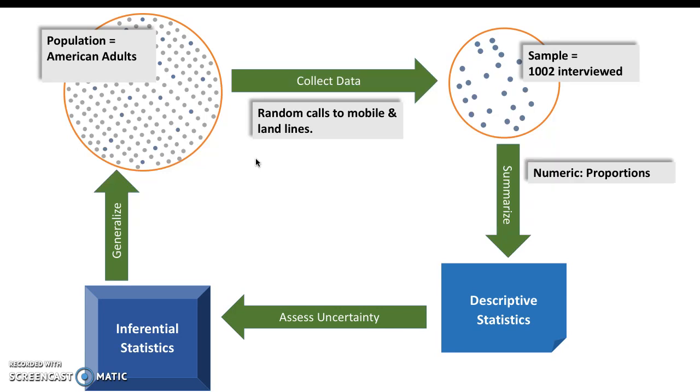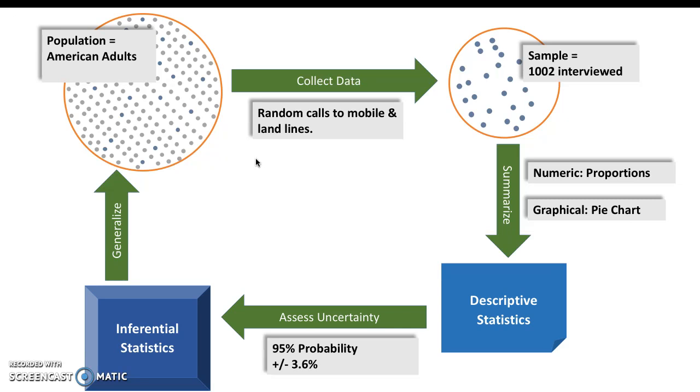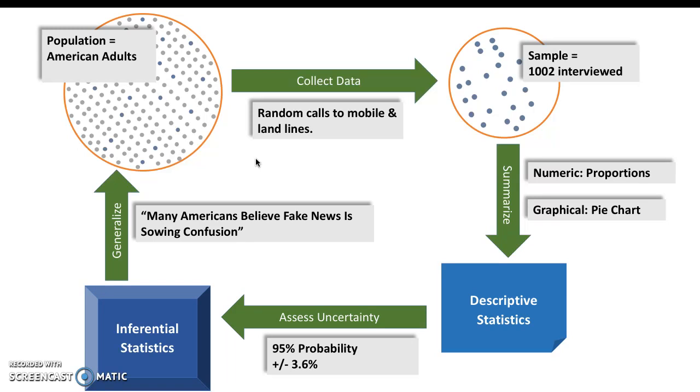Summary was done. There were numeric proportions, and graphically there was a pie chart. And that gave us those descriptive statistics. And then the uncertainty was assessed. We had 95% probability that we could take our sample proportions and add and subtract 3.6% to get a confidence interval. And that is the inferential statistic. And that allows us to make that generalization, the headline: many Americans believe fake news is sowing confusion.